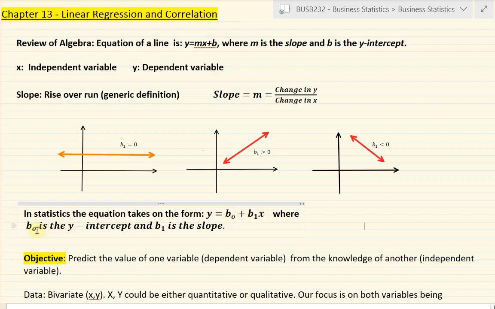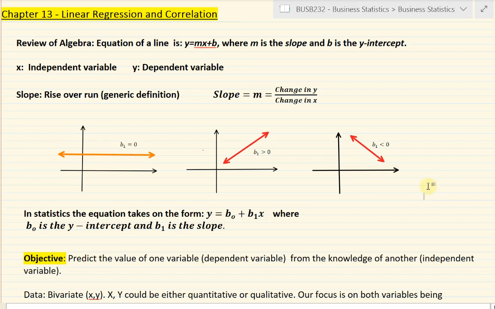So in this form, b sub 0 is going to be the y-intercept. And b sub 1, the coefficient on x, is going to be the slope of the line. Okay? And that's what that is. Now, that's all the review we needed for lines.